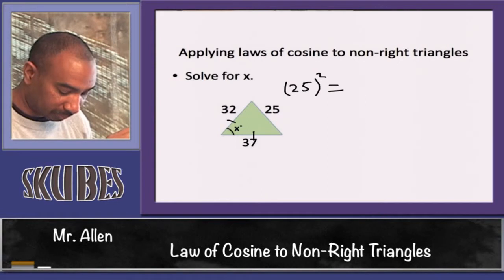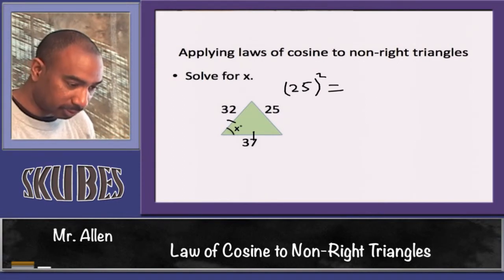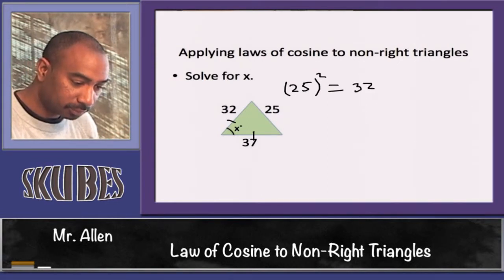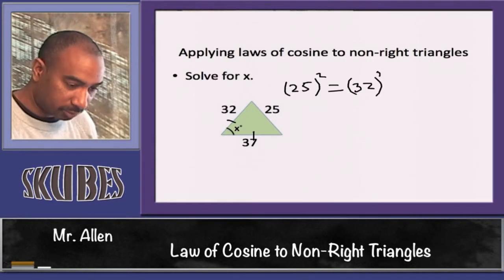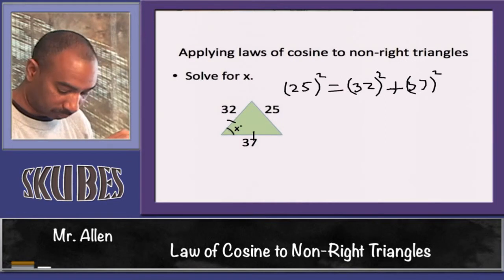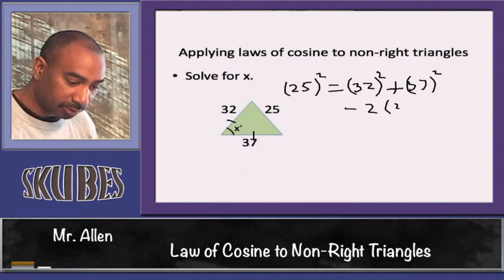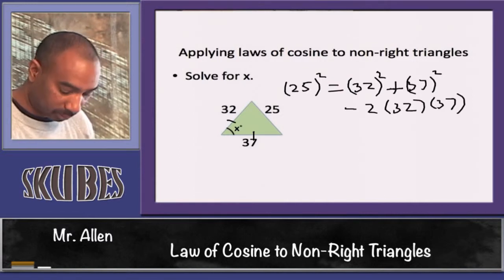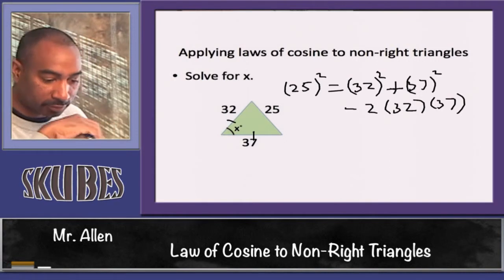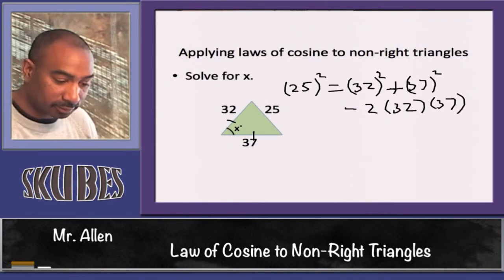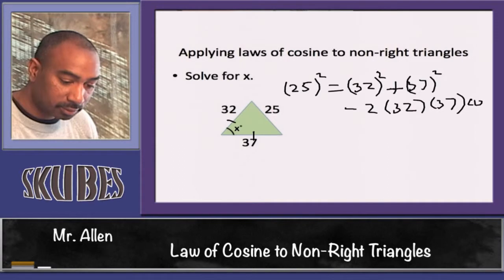So 25 squared is equal to 32 squared plus 37 squared minus 2 times, and take the product of the two sides there. But we're not looking for the sides this time. We're looking for this angle. So we're going to say cosine of x, because that's what we're looking for, is this angle.